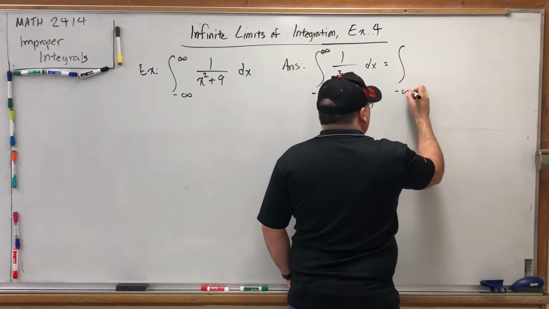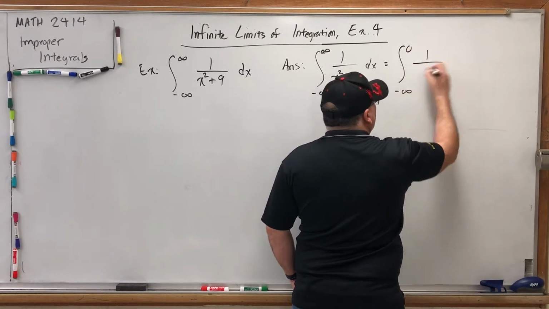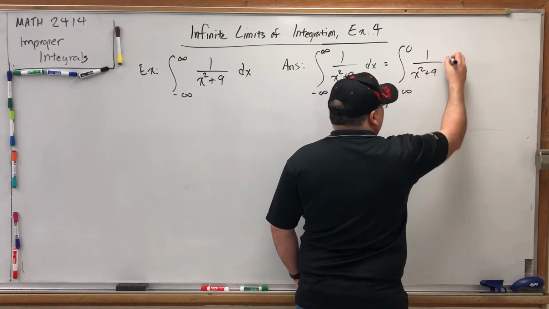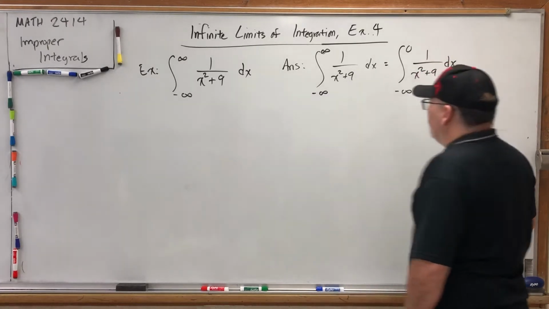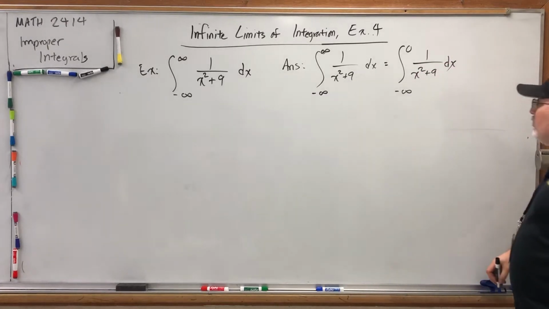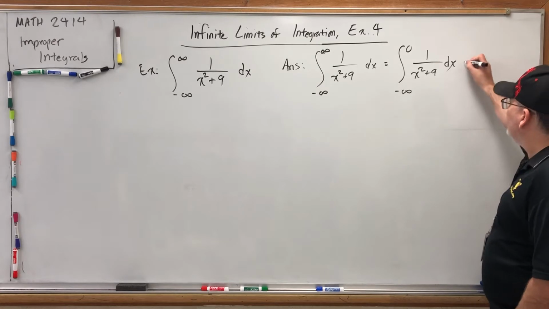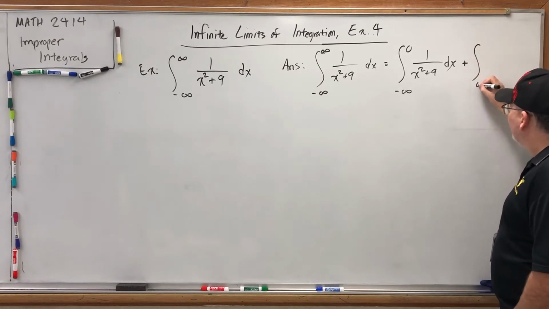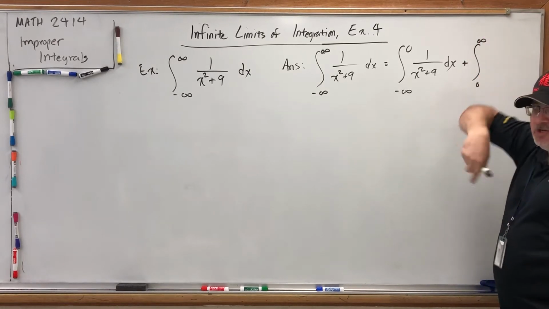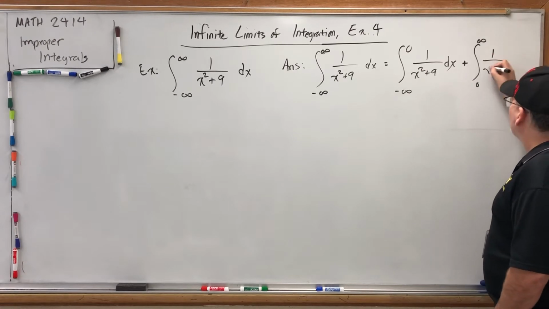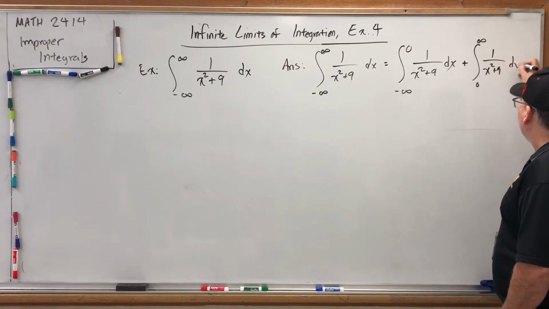You may choose something else if you like. We'll get the same answer if it converges. So our first integral will go from negative infinity to 0 of 1 over x squared plus 9, plus the second integral picks up at 0 and continues to infinity, 1 over x squared plus 9 dx.